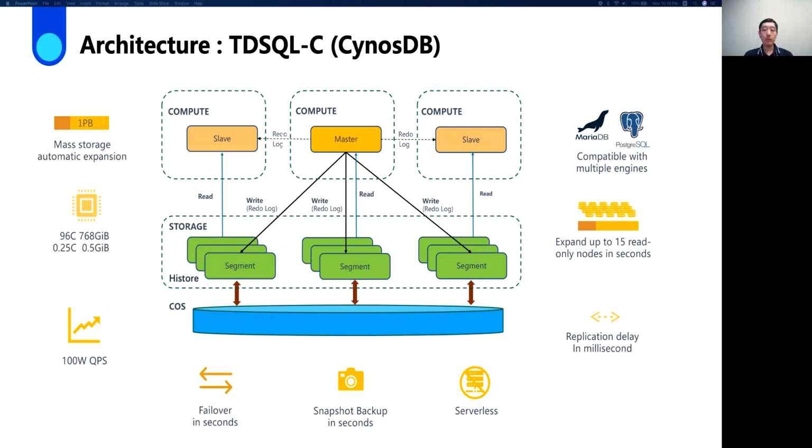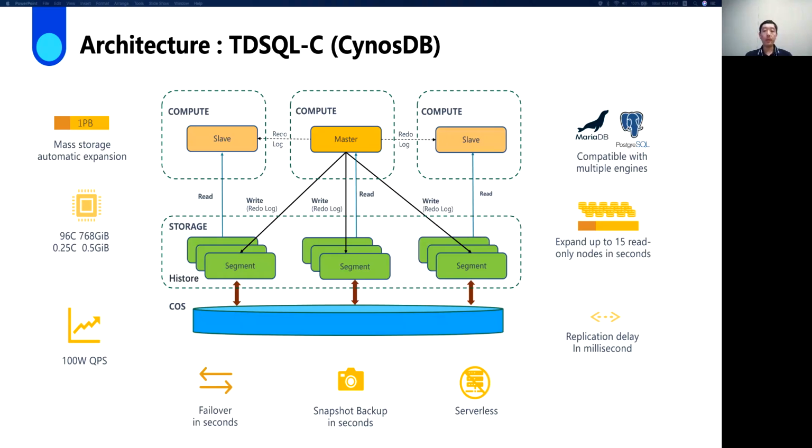The benefit of these architecture changes are obvious. With a disaggregated architecture, computing nodes and storage nodes can be scaled separately. On computing node, we can support flexible resource configuration from low end with 1 quad core and half gigabytes memory, all the way up to 96 cores and 768 gigabytes memory. The maximum data size is 1 petabytes and up to 15 read-only nodes in one single cluster.